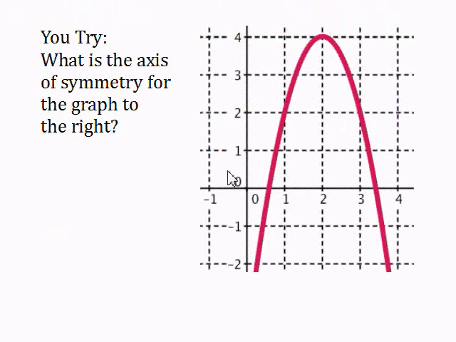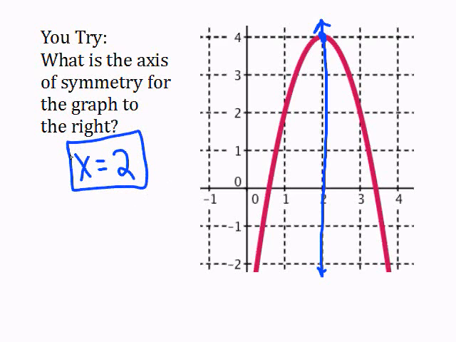Here's one for you to try. Go ahead and pause the video, find the answer, and press play when you're ready to see the answer. For this graph, the axis of symmetry, just find the vertex. The vertex is right here. Draw a line straight up and down through the vertex. That's going to split the parabola into half. And you notice that the equation of that axis of symmetry then is going to be x is equal to 2, because it's the line that goes straight up and down through 2 on the x-axis.